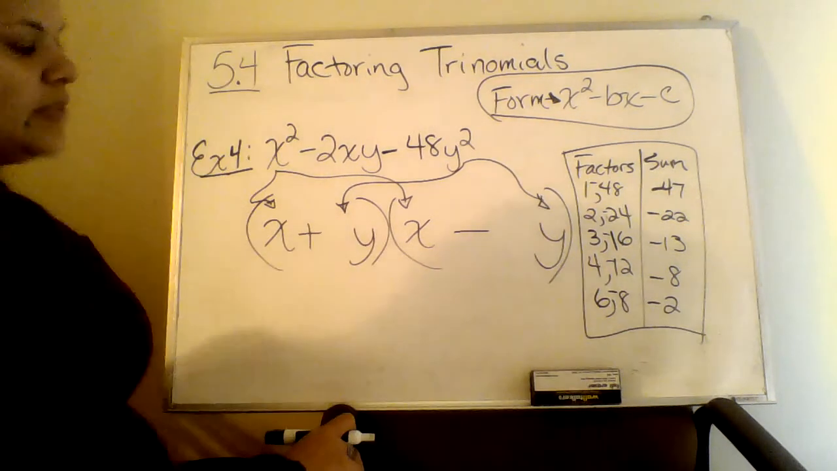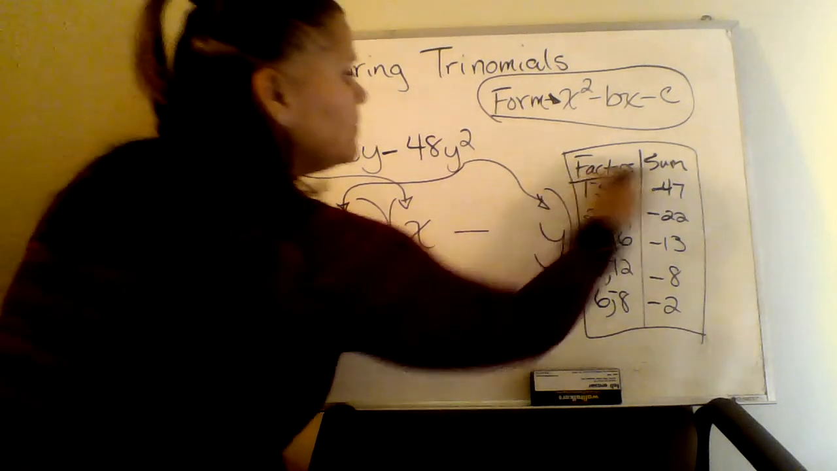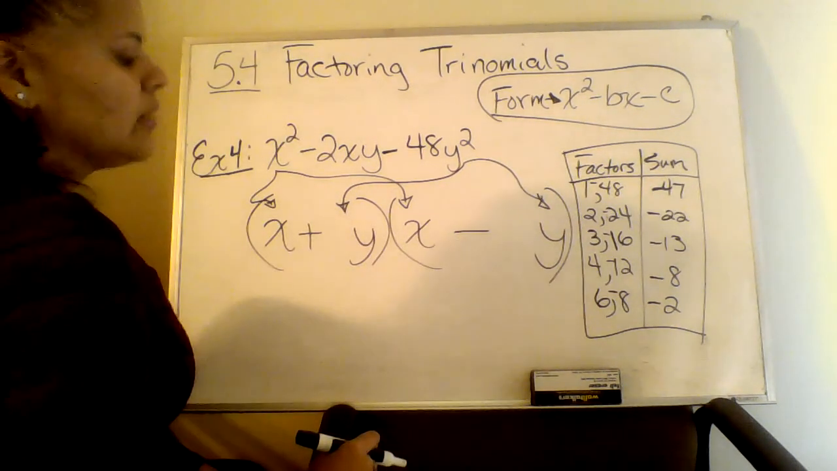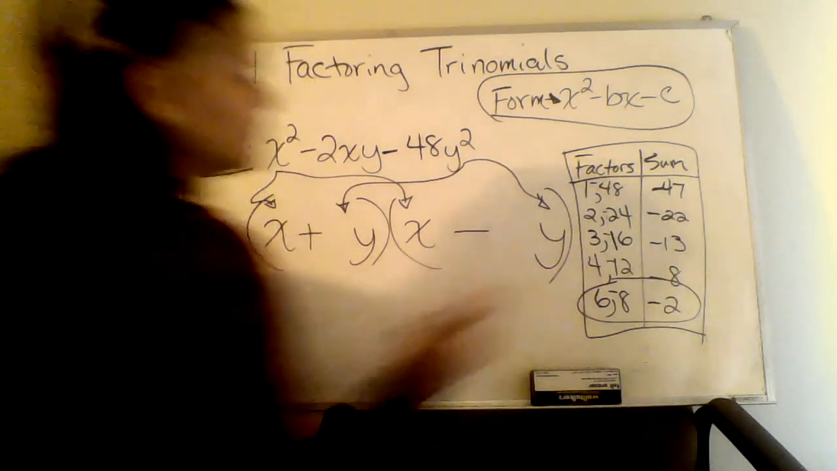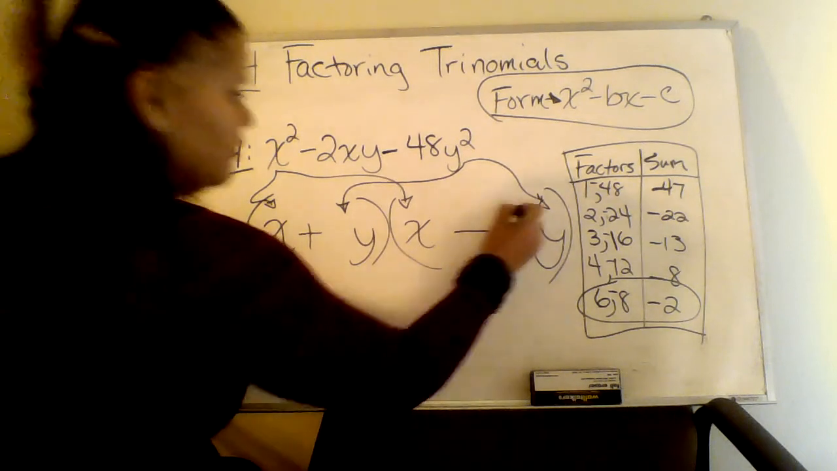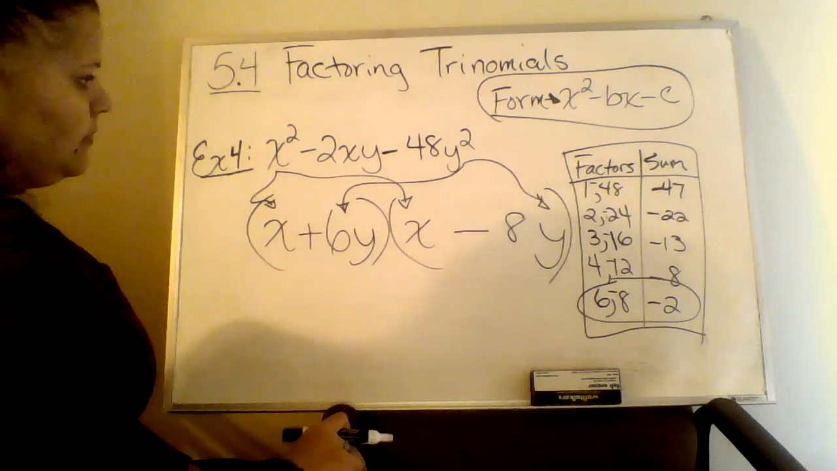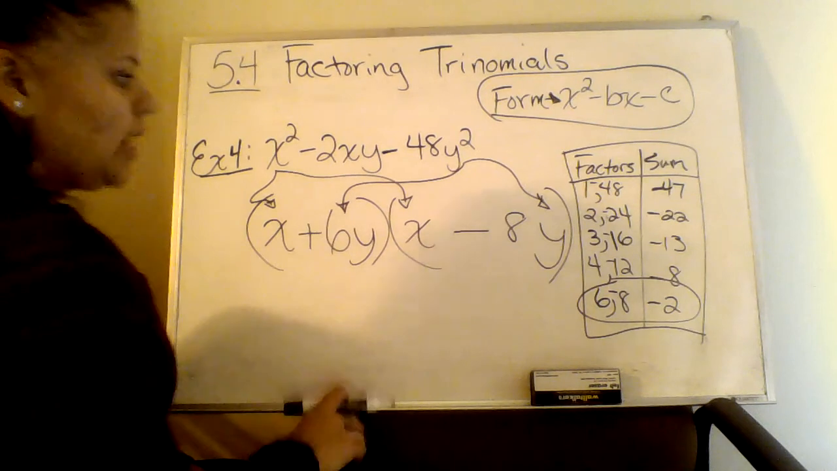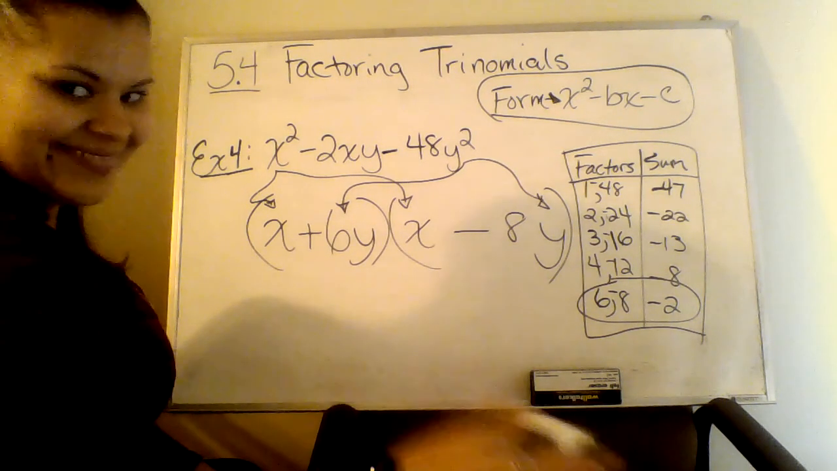There we go. So we found all our factors, and then we found all the sums as well. So negative 2, and that's the one we're using. So then all we do is write it. So we know that our 8 is the negative one, so we put that next to the minus, and our 6 is the positive one, so we put that next to the plus. So we just factored this trinomial out. Okay?